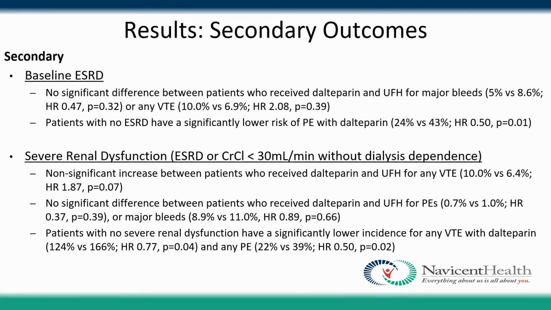There was no significant difference between patients who received dalteparin and unfractionated heparin for PEs, with a p-value of 0.39, or major bleeds with a value of 0.66. Patients with no severe renal dysfunction have a significantly lower incidence for any VTE with dalteparin, with a p-value of 0.04, and any PE with a p-value of 0.02.